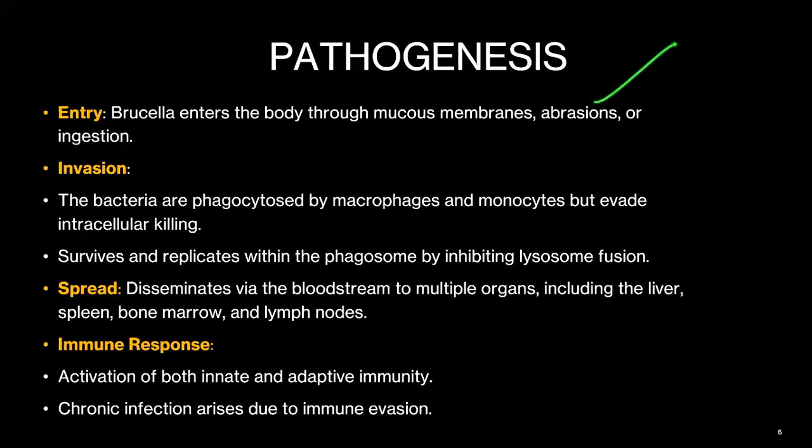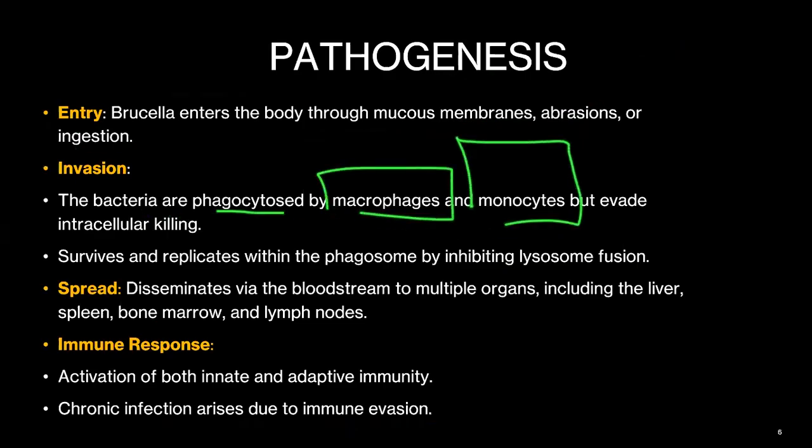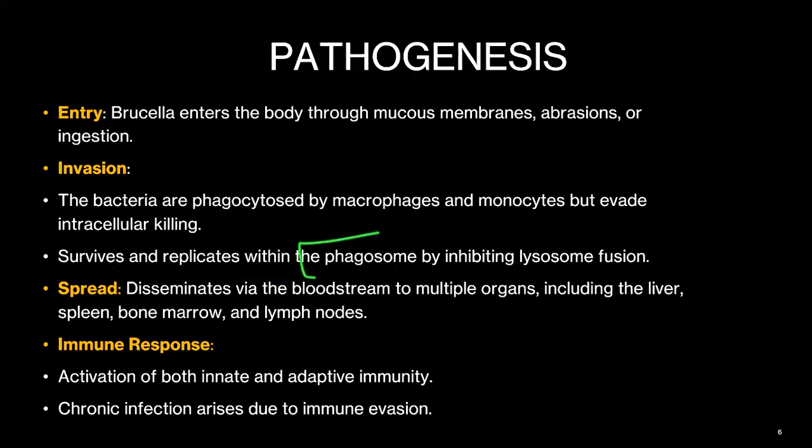Next, we will look at the pathogenesis. So, how Brucella enters the body of the humans: through the mucous membrane, abrasions, and the ingestion. Next, invasion. Bacteria are phagocytosed by the macrophages and the monocytes. So, monocytes and the macrophages phagocytose the bacteria and evade intracellular killing. Survive and replicate within the phagosome. That is the important thing. It means that Brucella can survive within the cell.